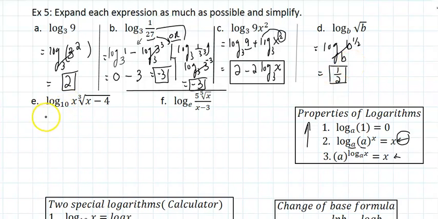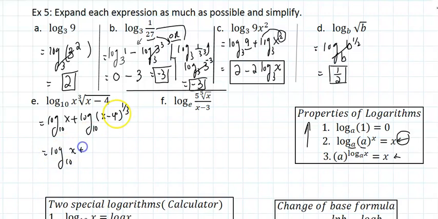I look at example E. I'll say that's the log base 10 of x plus the log base 10, and I could write the cube root of x minus 4 as x minus 4 raised to the 1/3. That would be the log base 10 of x plus, and again, by the third law of logs, 1/3 the log base 10 of x minus 4.